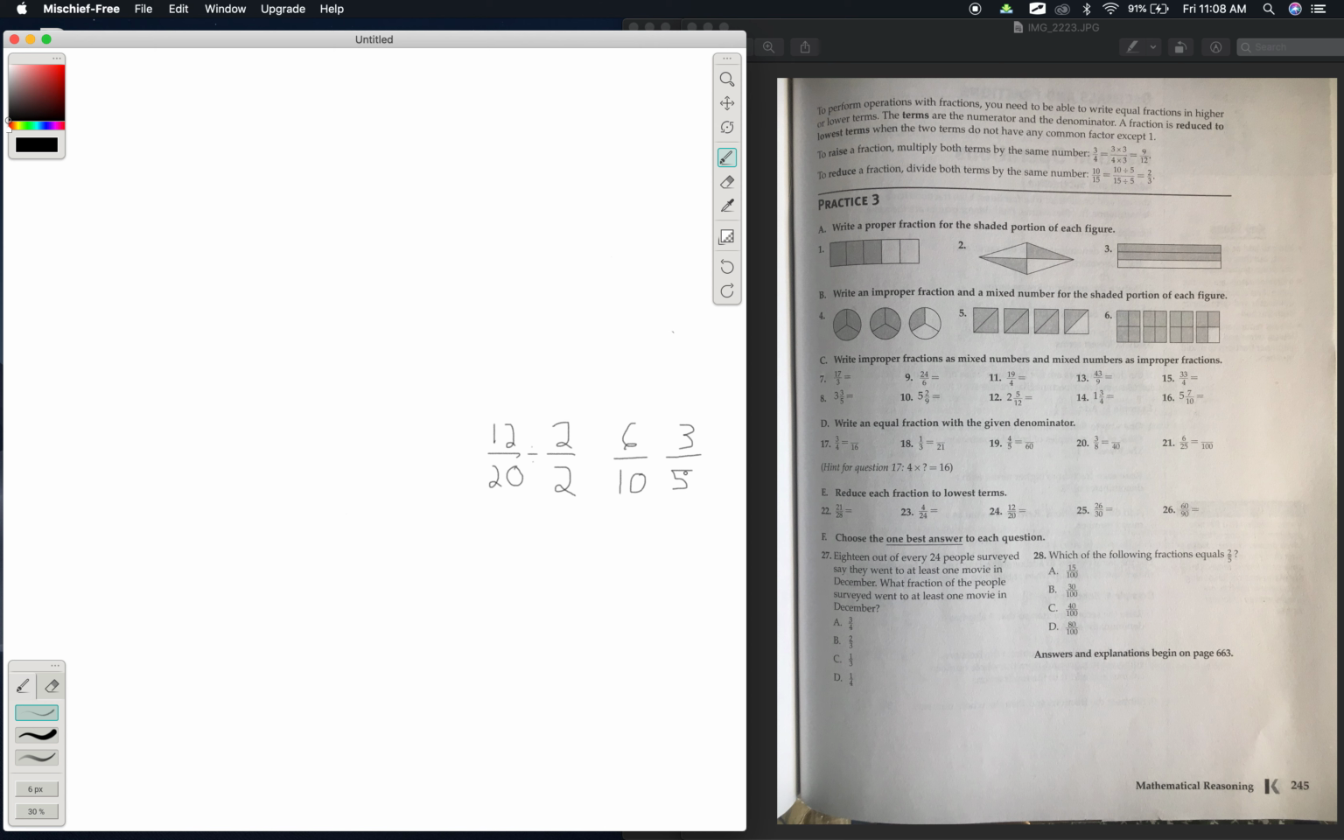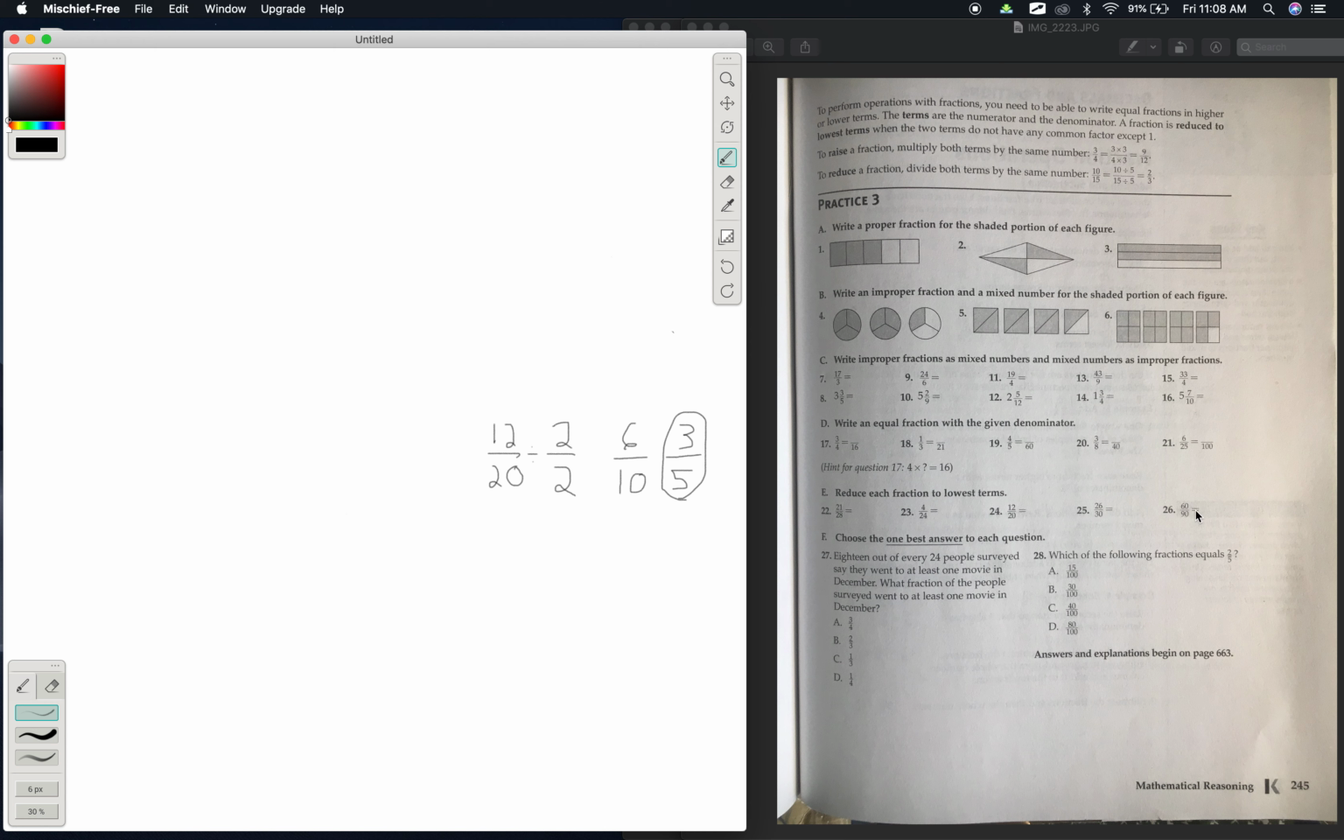Now, for example, does any number go into 3/5 other than 1? 2 goes into 3, not evenly. 2 goes into 5, not evenly. 3 goes into 3, yes, 1. 3 goes into 5, no, not evenly. So, yeah, it's reduced to lowest terms, which would be 3/5. So 12 over 20 is equal to 3/5.